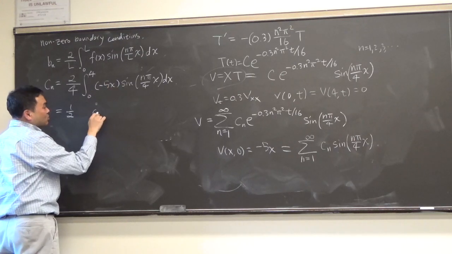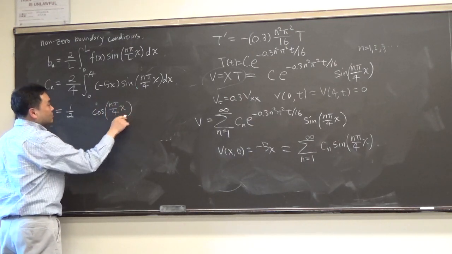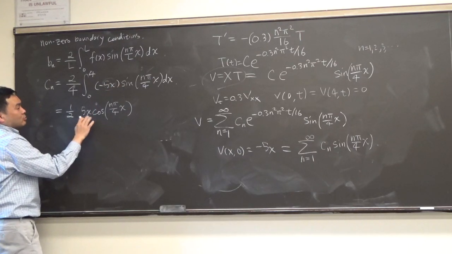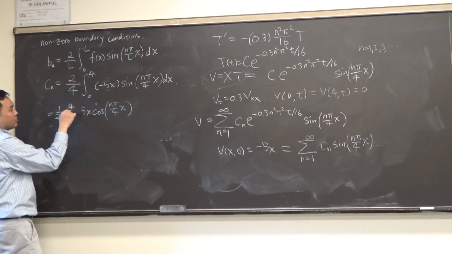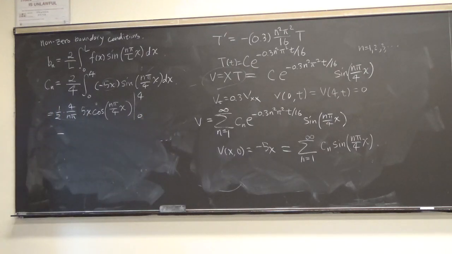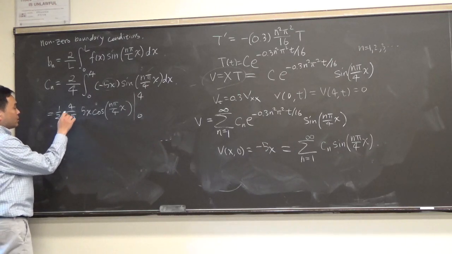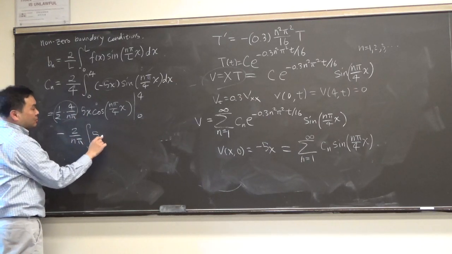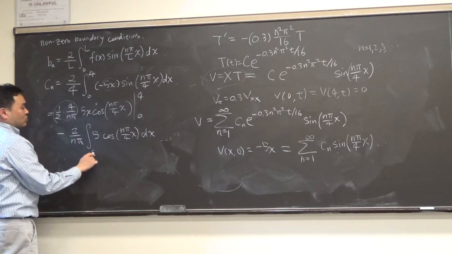Negative sine integrates to positive cosine, with n pi over 4 x. So 5x still is there. But then because of the integration, 4 over n pi will be appearing in the front. And you plug in 4 and 0. Minus whatever you did not integrate in the next stage, it gets differentiated, right? So you get 2 over n pi. This has become 2 over n pi, integrate 5 times cosine n pi over 4x dx, integrate from 0 to 4.